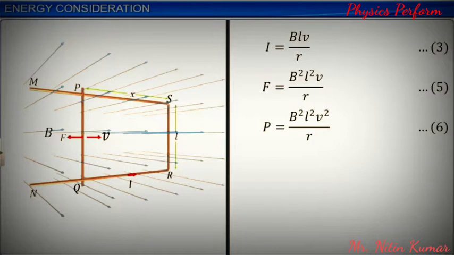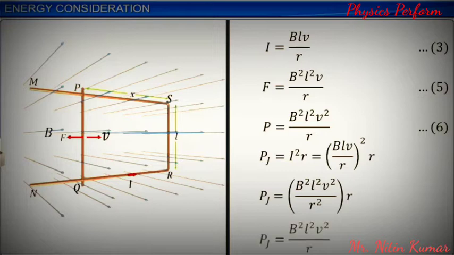This mechanical energy is converted into heat energy when the work is done. This energy, referred to as joule heat, is given by Pj = I²R. On substituting the value of I from equation 3 and simplifying, we get Pj = B²L²V²/R. Let this be equation 7.